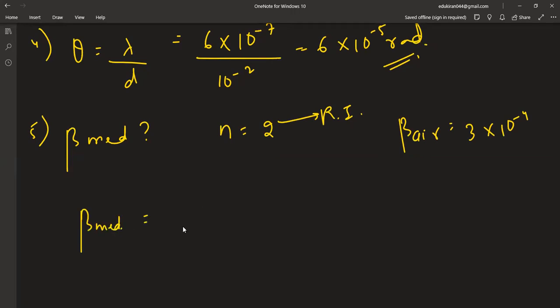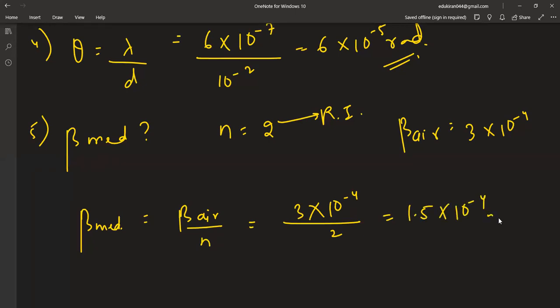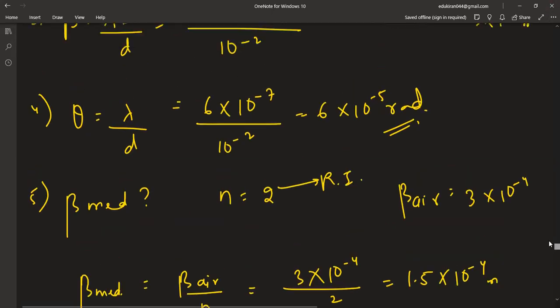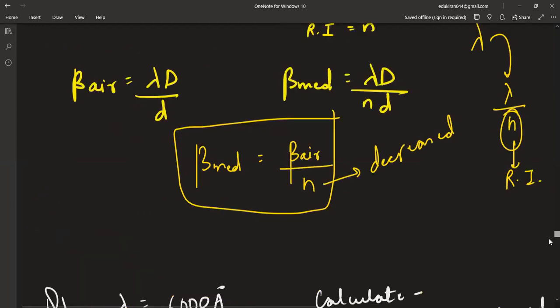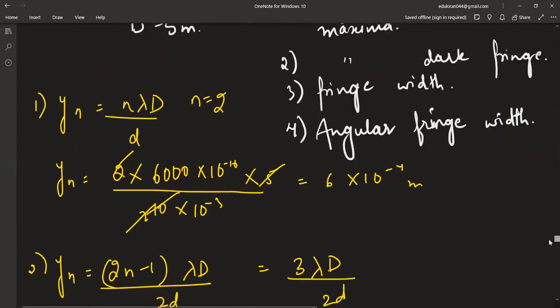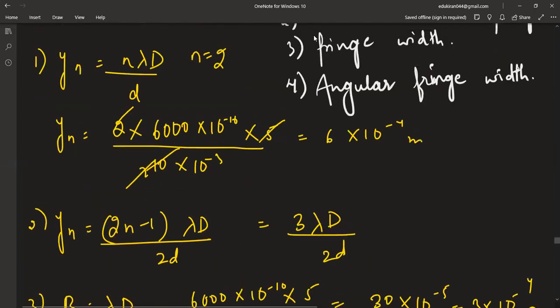So beta medium is equal to beta air by n, 3 into 10 to the power minus 4 by 2, which is equal to 1.5 into 10 to the power minus 4 meters. Like this, if a question comes, you could handle it. This question is clear. If this question is clear, then you will be able to solve all the questions of Young's double slit experiment. Every question is like this only.